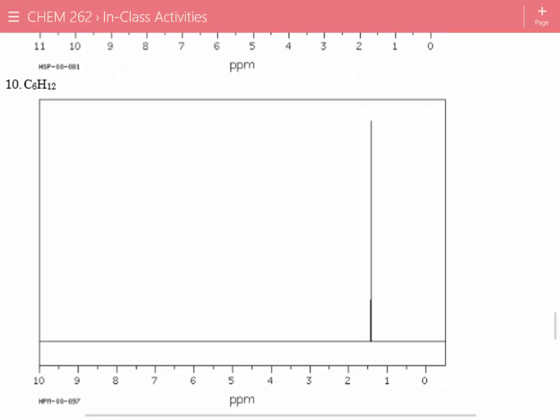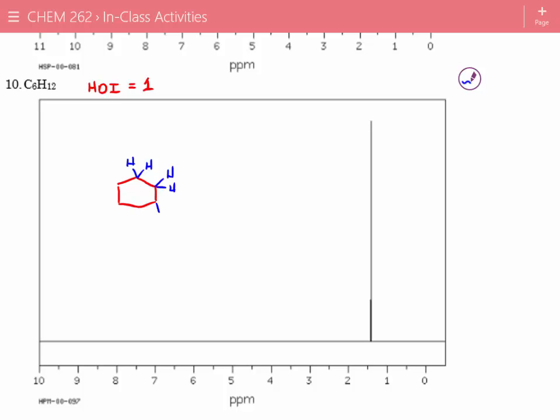All right, let's do problem 10. Problem 10, the HDI for this one should be 1. We only have one signal. That means it's highly symmetric. That makes me tend to think of rings. So if we think about this, we could do a ring that is 6 members. And if we did this, we'd have 12 protons.